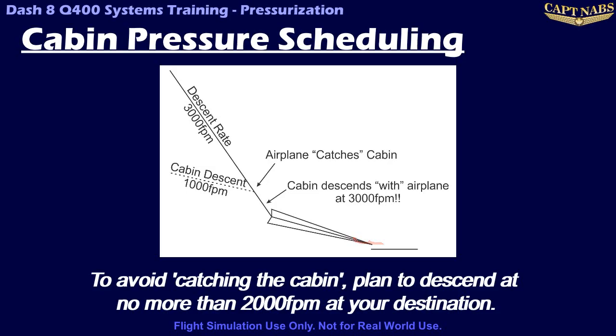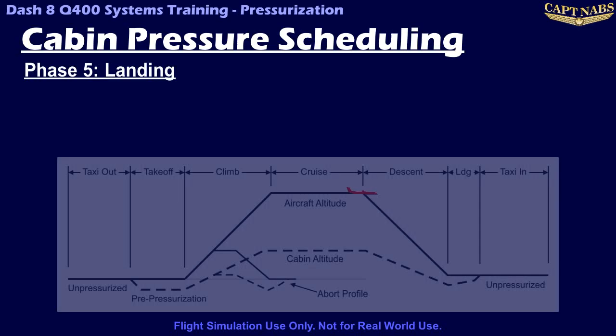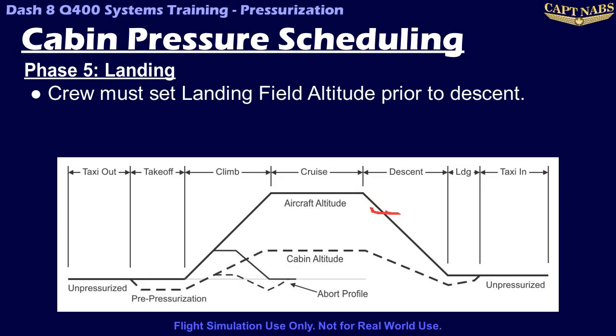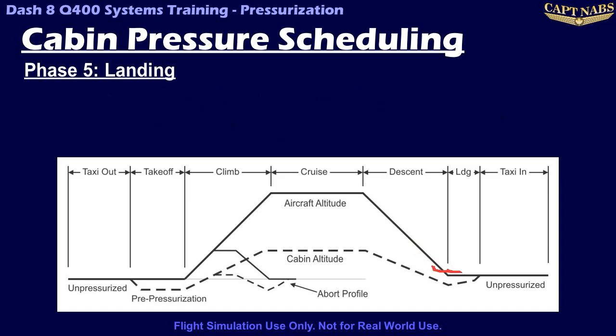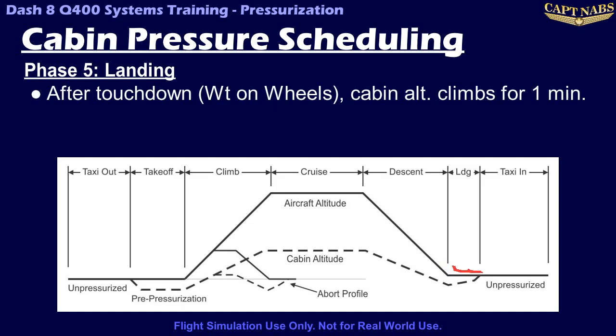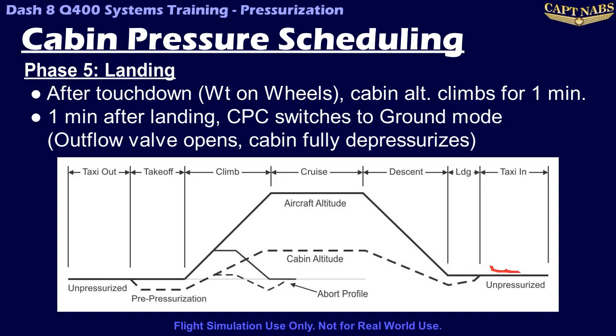For landing, the flight crew sets the elevation of the landing field on the pressurization control panel. During descent, the CPC follows the cabin altitude schedule until the cabin reaches 400 feet below the landing field set on the pressurization control panel. The cabin altitude then remains at this altitude until weight on wheels is sensed. After touchdown, the cabin climbs at a preset rate for 1 minute. Once the minute is up, the CPC switches to ground mode and commands the outflow valve to open fully, relieving any remaining pressure in the cabin.